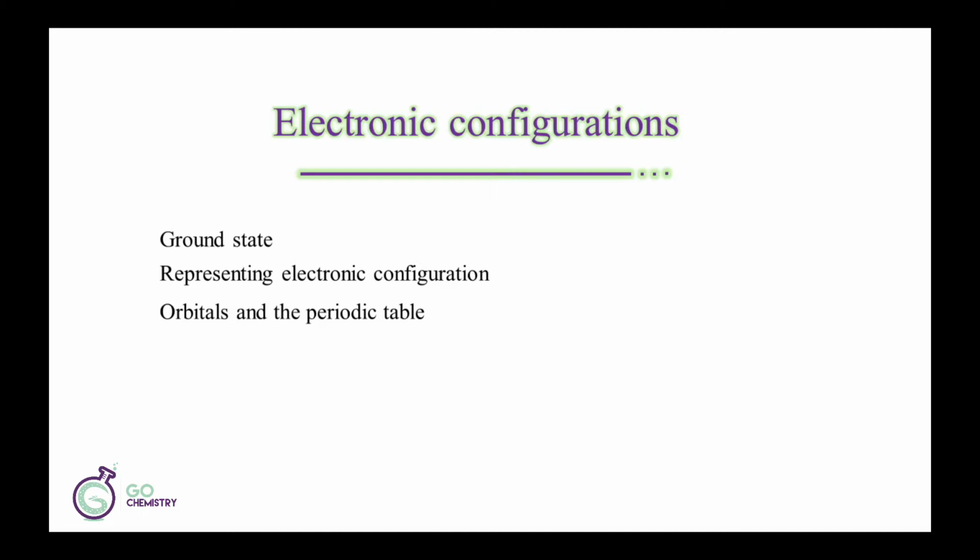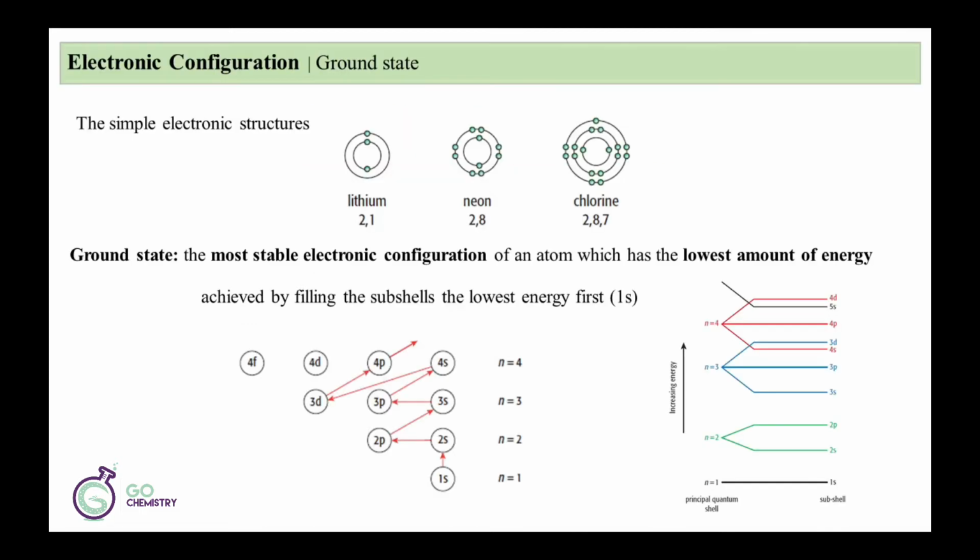Today, we will be discussing electronic configurations, and we will be covering 3 points: the ground state, representing the electronic configuration, and we'll be talking a little bit about the orbitals and the periodic table. As you studied before, the simple electronic configuration or structure of elements is represented by what you can see here in this figure, which means that we are representing the electrons in the levels of energy.